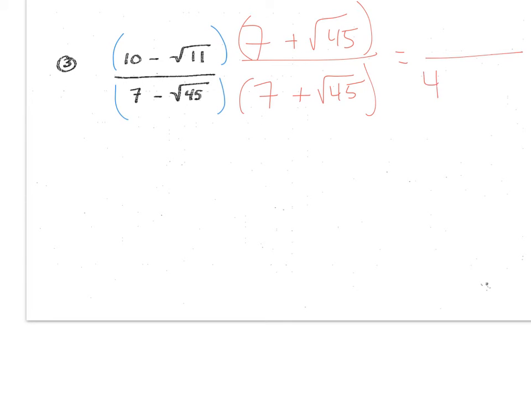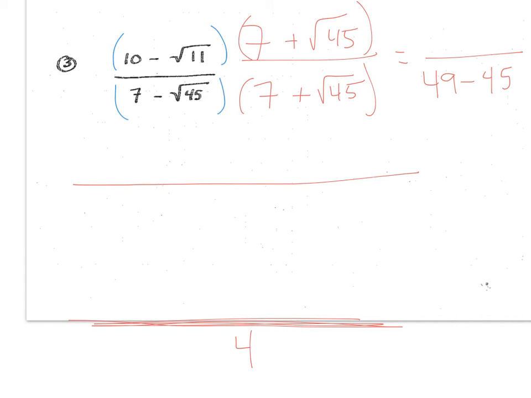7 times 7 is 49, minus square root of 45 times square root of 45 is 45. Here I happen to get a denominator remainder of 4. I will put that out there and hold that for later. And now I work on my numerator. I'll make a temporary fraction bar there.